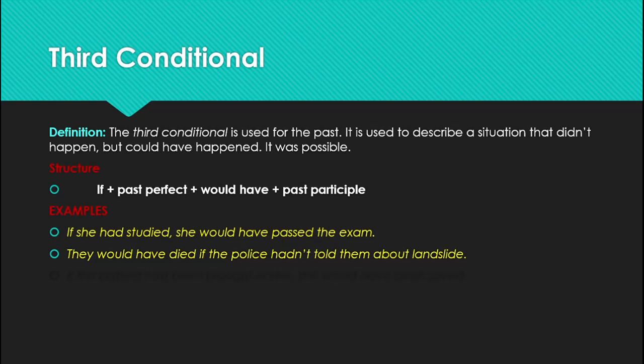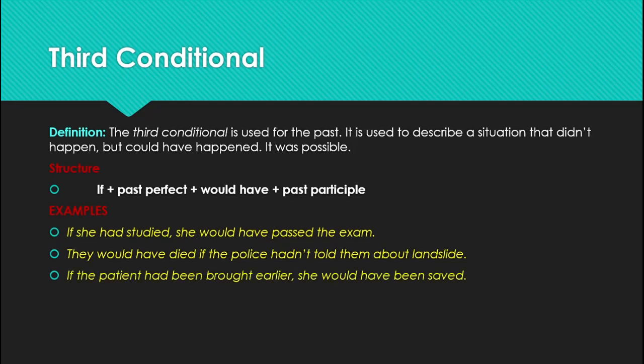They would have died if the police hadn't told them about the landslide. Now this would have happened. It could have happened, right? It was possible, but the police told them, so they were safe. If the patient had been brought earlier, she would have been saved. Now this was possible. Okay.